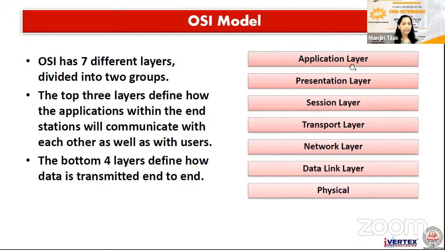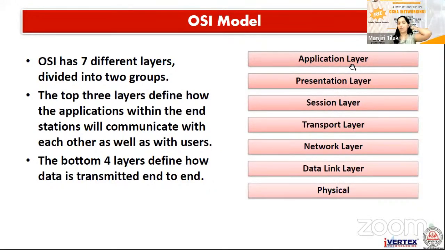Clear? Then bottom 4 layers define how data is transmitted end to end. Okay, so as a network engineer, upper 3 layers will not be important for you, but yes, below 4 layers are very much important because actual transportation of data will be taken care by these 4 layers. Now, actually, each layer is going to make your data ready for transmission, right?